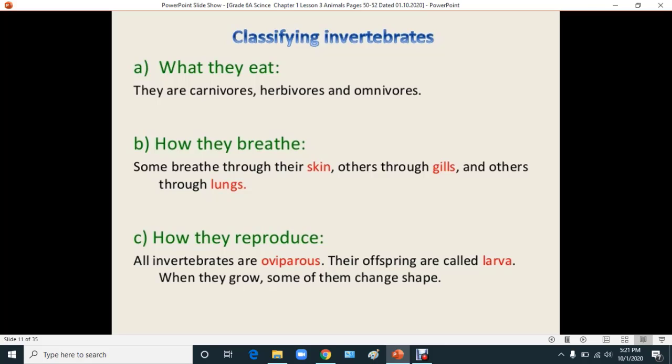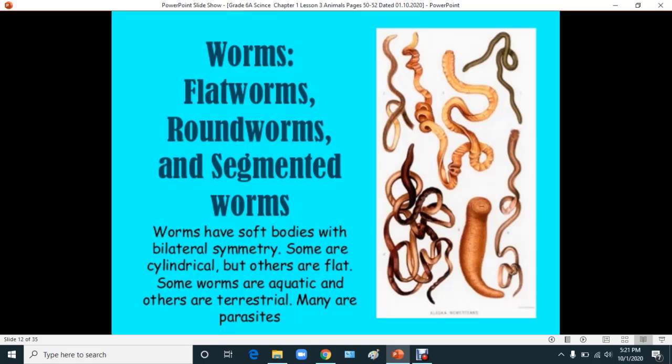When we talk about breathing, some breathe through the skin, some breathe through the gills, and others through the lungs. When they reproduce, all invertebrates are oviparous. Their offspring are called larvae, and when they grow, some of them change shape.